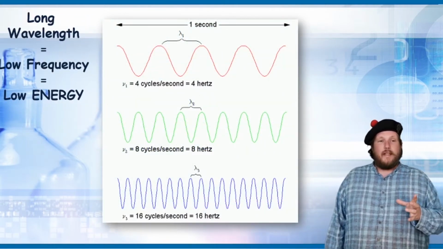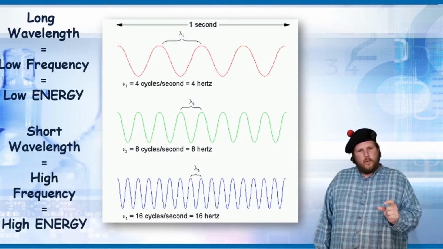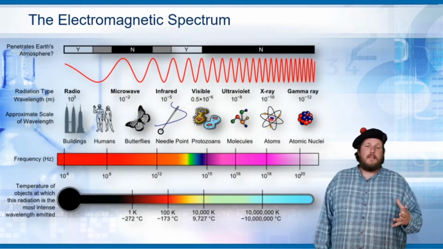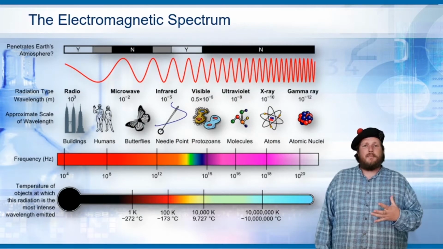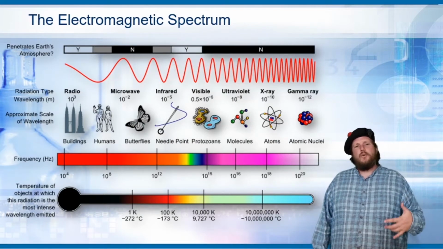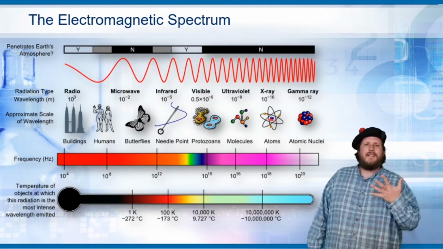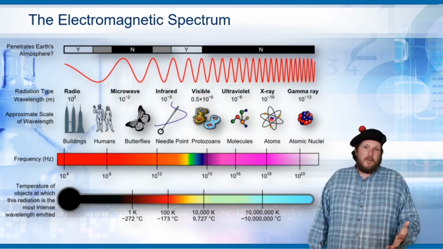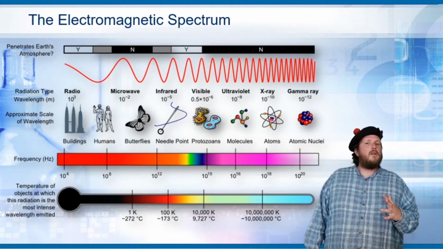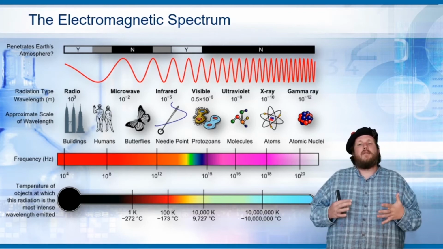So long wavelengths have low frequency, which also means low energy, but short wavelengths, with high frequency, have high energy. This is the electromagnetic spectrum, a way to visualize it. Radio waves are about the size of buildings, microwaves about the size of butterflies, infrared about the size of a needle point, the visible spectrum about the size of protozoa, ultraviolet light about the size of molecules, X-rays about the size of atoms, and gamma rays have wavelengths about the size of atomic nuclei.